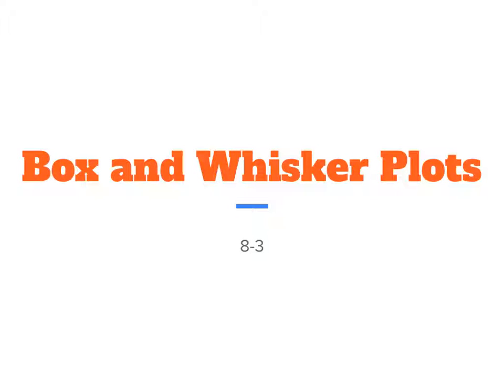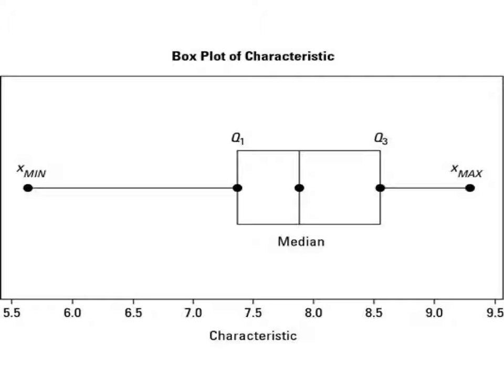Welcome to 8.3. Today we're going to talk box and whisker plots. So here's an example of a box and whisker plot. It is called that because we have a box right here, and on each side of the box we have what we would call a whisker coming out of it. So we've got the box in the middle and then a whisker coming out of each side.